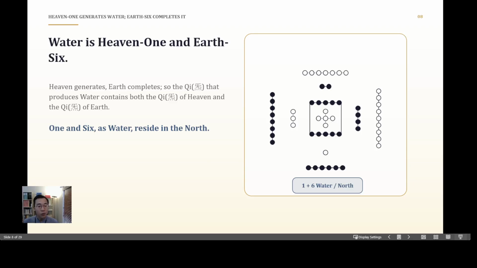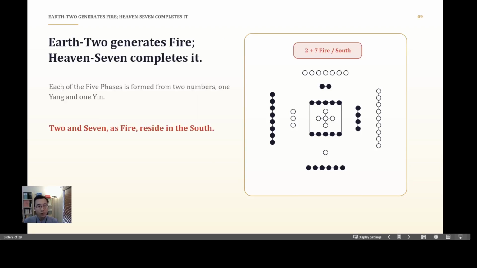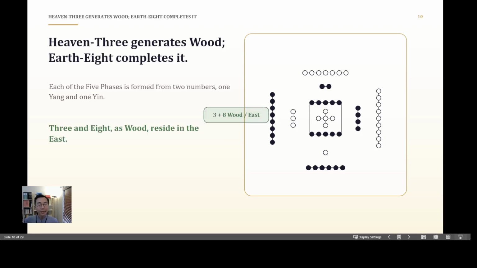Water also represents north. Fire. Fire is 2 plus 7. 2 and 7, it represents fire. The white dot represents heaven. The black dot, it represents Yin, represents earth. 2 and 7, it represents fire. It also represents south.